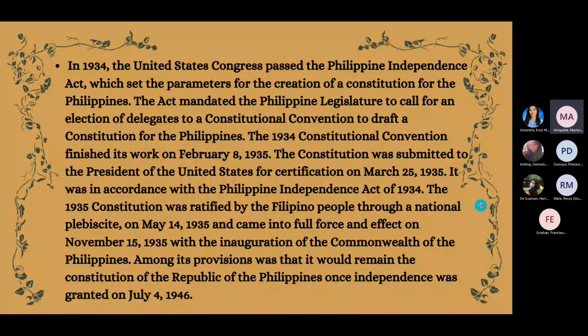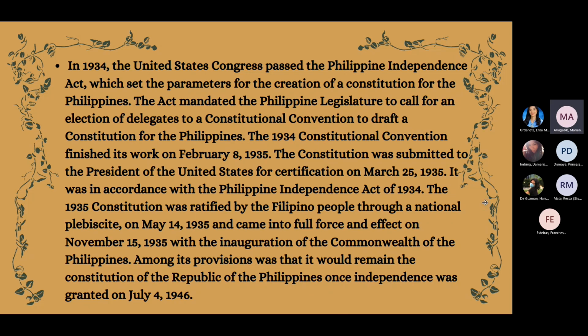The 1934 Constitutional Convention finished its work on February 8, 1930. The Constitution was submitted to the President of the United States for certification on March 25, 1930. It was in accordance with the Philippine Independence Act of 1934.